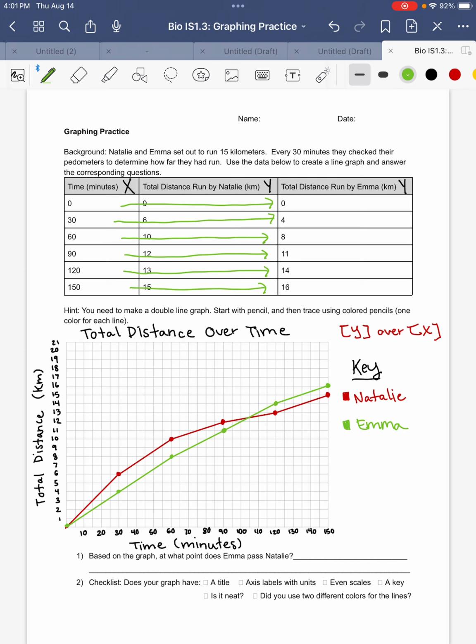Okay, I hope this was helpful. And if you want to learn how to analyze this data, watch the next video.